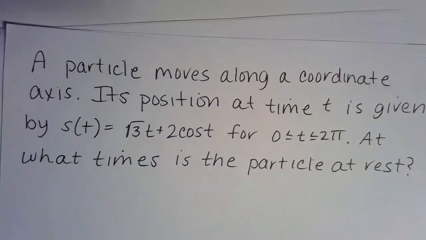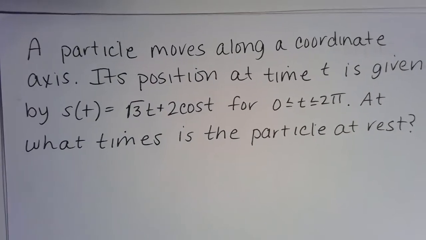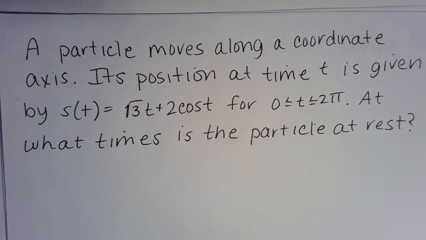Okay, so let's just use this for a second before we move on to the rest of our trig functions. We have a particle that's moving along a coordinate axis. Its position at time t is given by s of t equals the square root of 3 t plus 2 cosine of t, for t between 0 and 2 pi. At what time is the particle at rest?